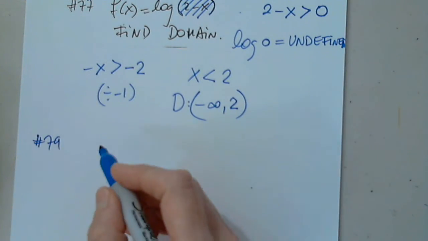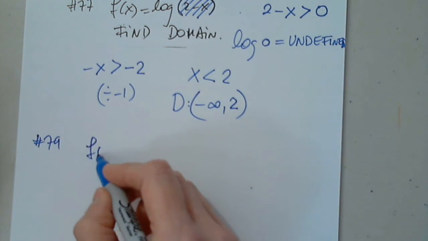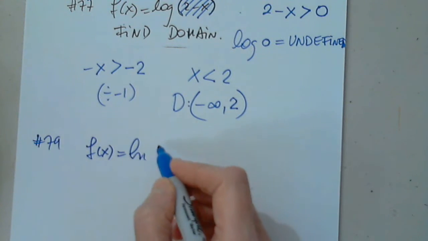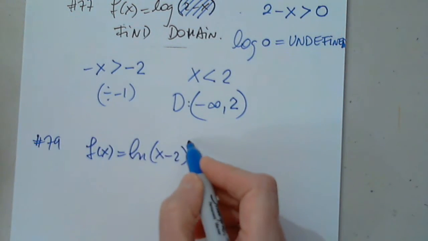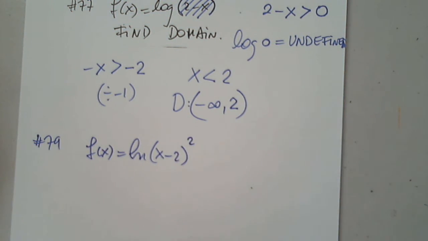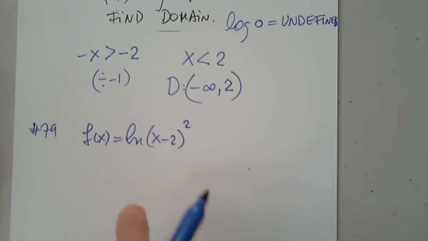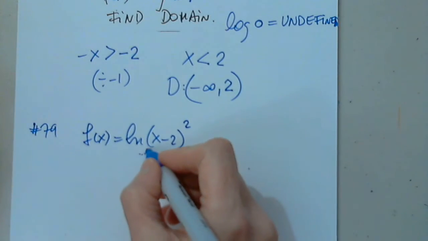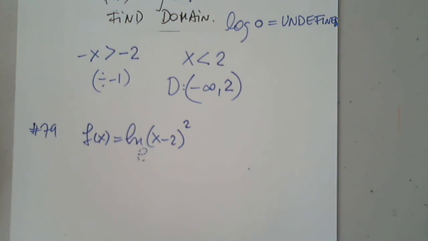79. Very good. In 79, we have f of x, which is natural log. What is the base of natural log? I don't see the base. Please always remember, natural log is the inverse function of e to the x, so the bases have to be the same.